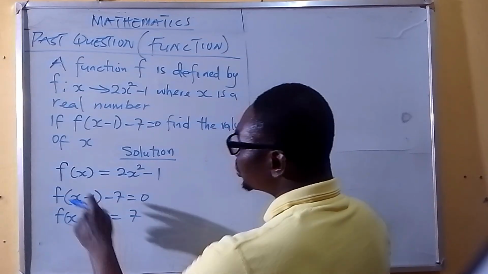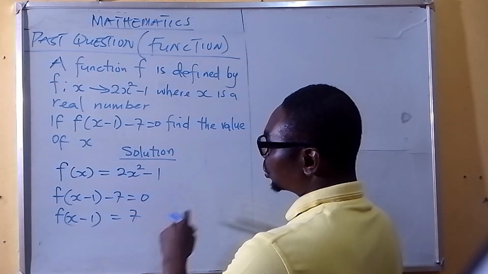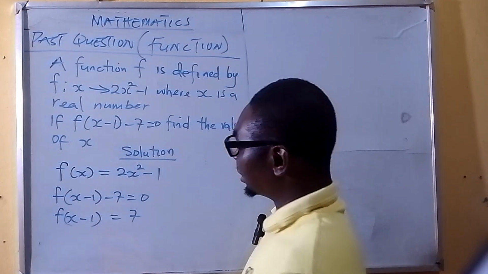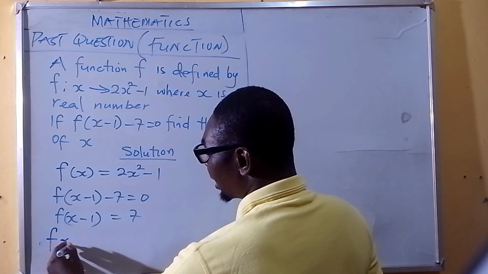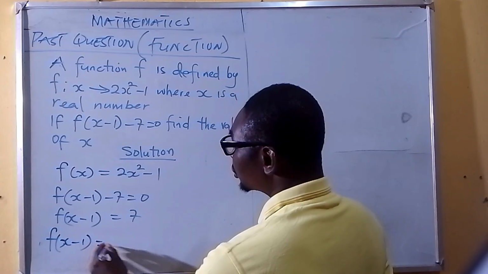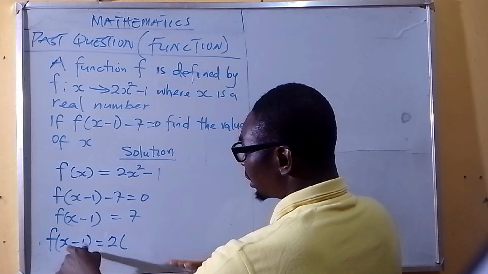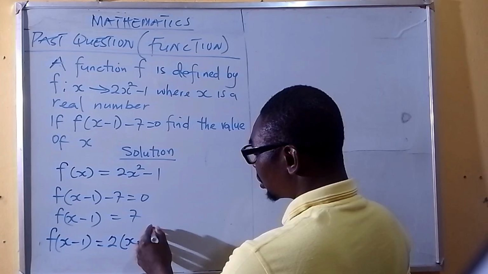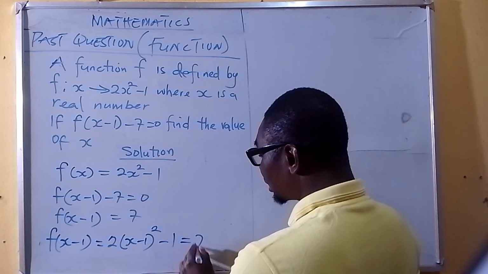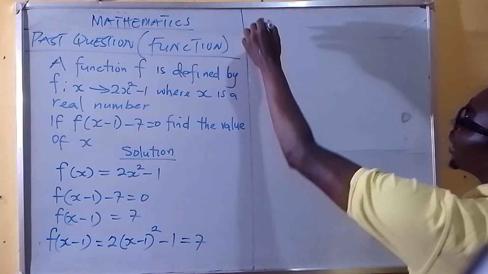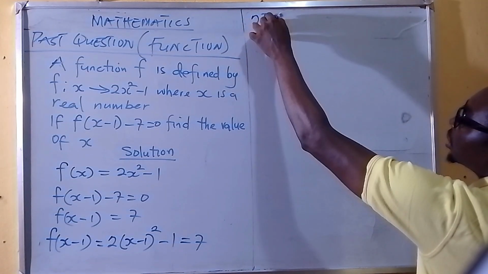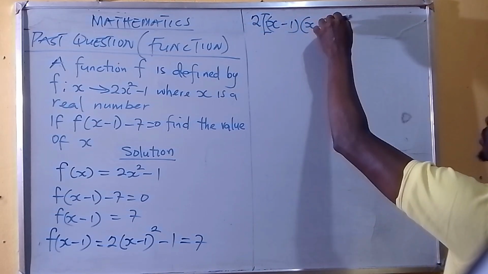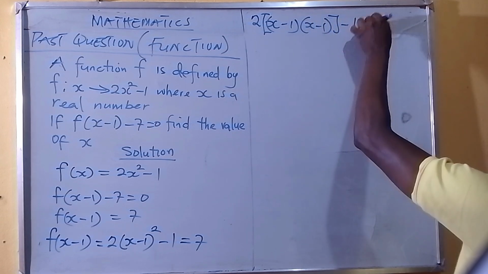So here, since we know that our f of x is equal to 2x squared minus 1, then we substitute x minus 1 to be x. So we now have f of x minus 1 to be 2 into, now anywhere we see x, we put x minus 1, all squared minus 1 is equal to 7. So by the time we expand this, we will now have 2 into x minus 1 times x minus 1 minus 1 is equal to 7.